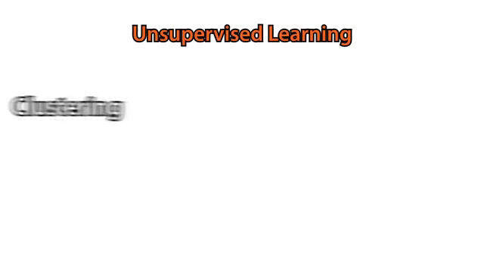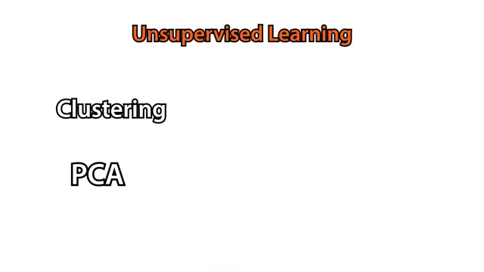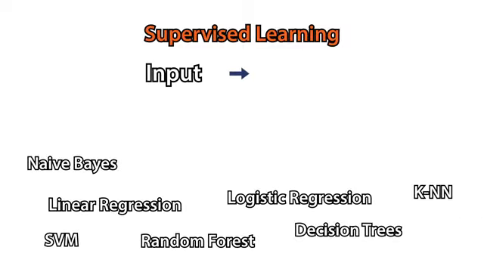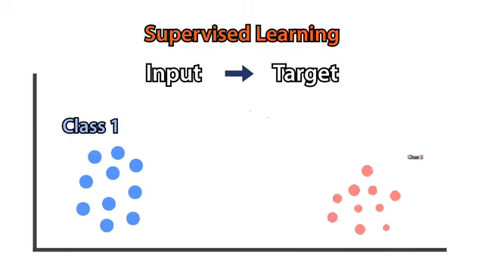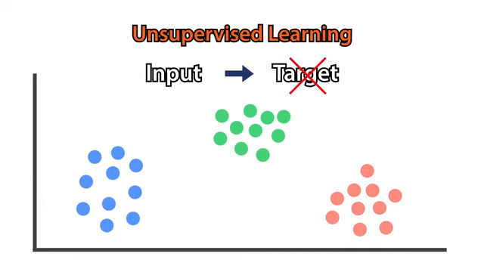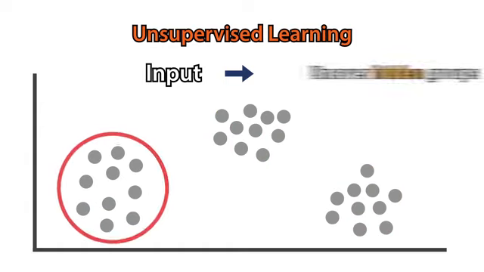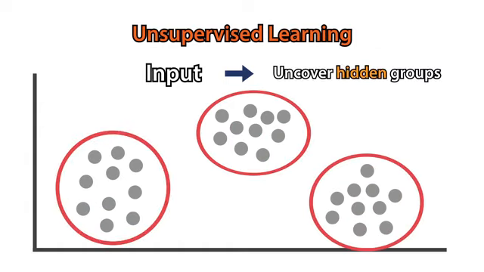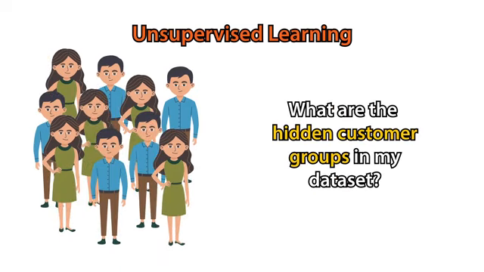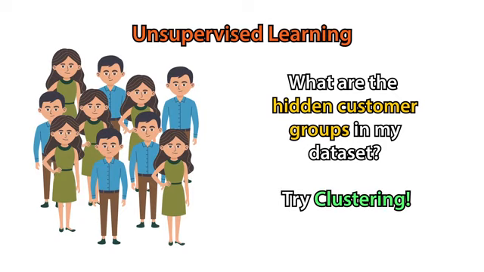For unsupervised learning, we will cover 2 topics, clustering and principal component analysis. For all the algorithms we discussed before, we predict a target variable using some input variables. In unsupervised learning, we don't have a target variable. The goal is to uncover hidden patterns or groupings in the data. For example, you have customer data, and you want to group them into segments to create targeted marketing strategies, but you don't know in advance how to divide them. This is where clustering algorithms come in.